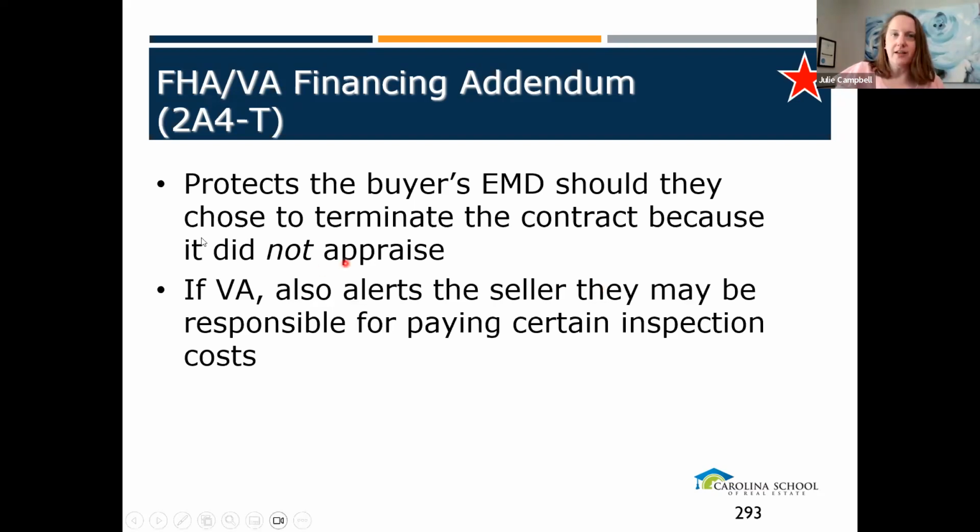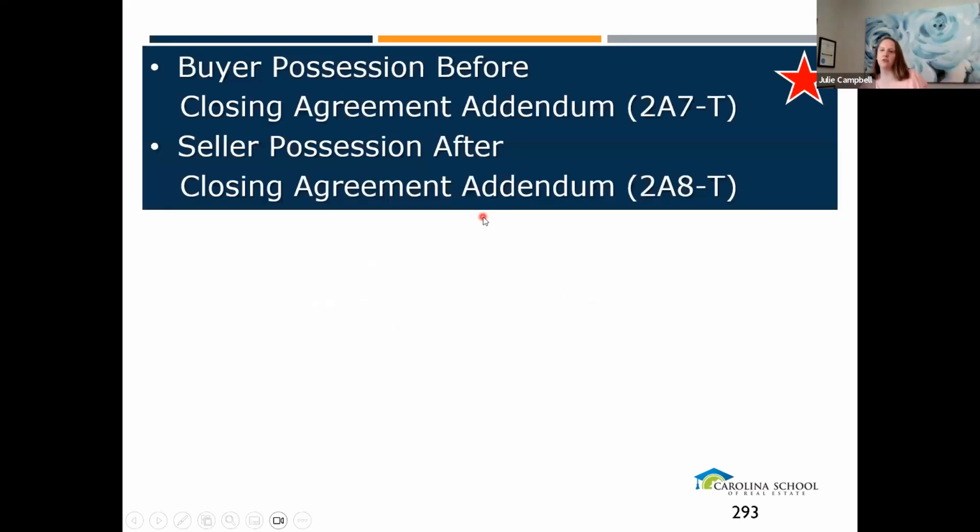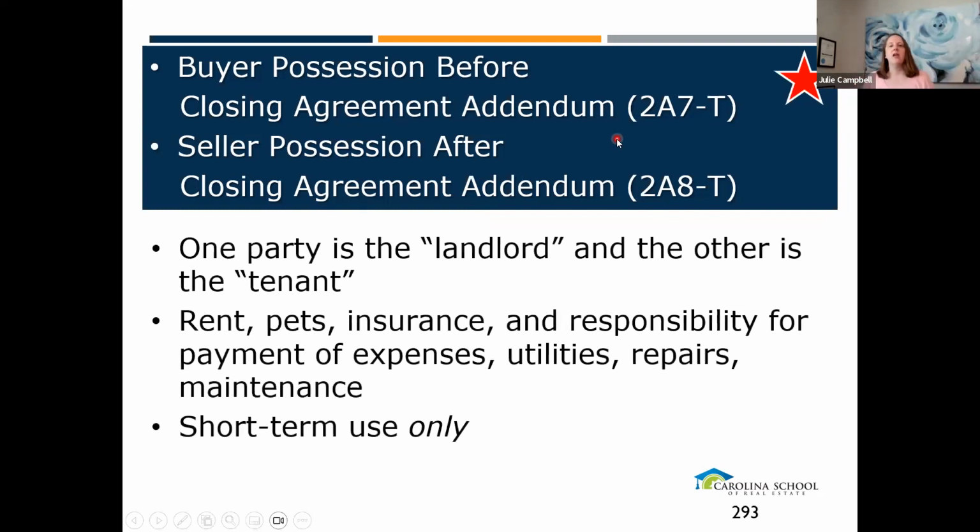Two other addenda that we have that we briefly mentioned, and these are long, I know. There is a buyer possession before closing, and there's a seller possession after closing. So we said possession happens at closing. Possession happens when that deed changes hands and the brand new deed is recorded. That's the last act. However, the parties may agree to a different type of possession. They may agree to allow the buyer to move in before closing, or the parties may agree to allow the seller to stay after closing. So we have forms to cover both scenarios.